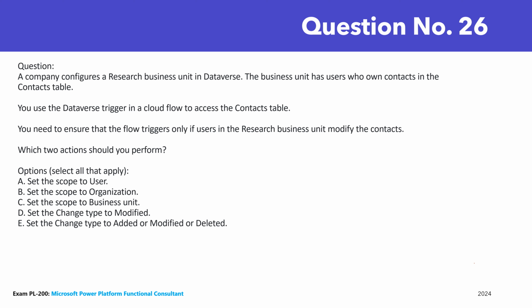A. Set the scope to user. B. Set the scope to organization. C. Set the scope to business unit. D. Set the change type to modified. E. Set the change type to added or modified or deleted.